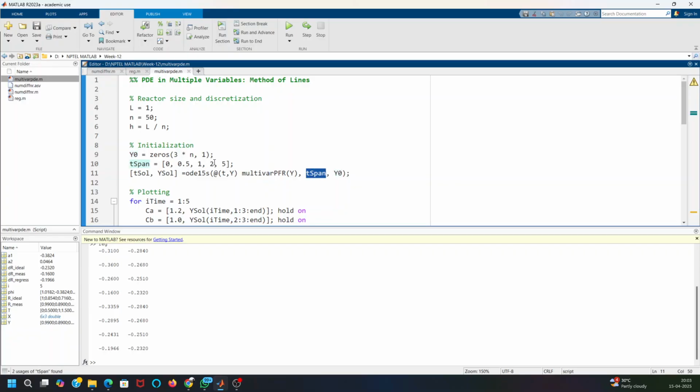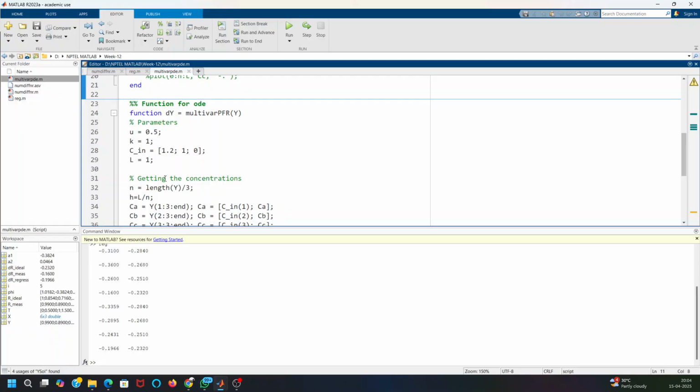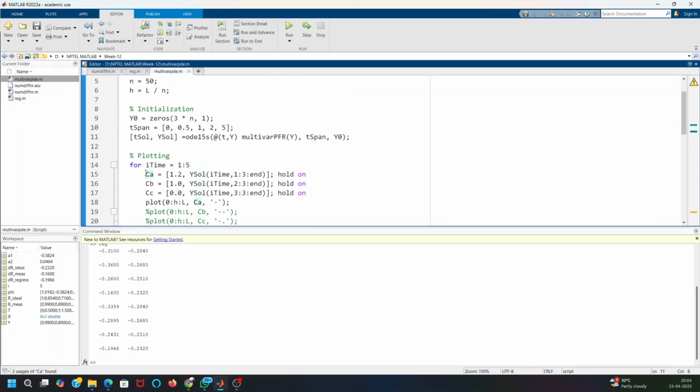We also have to give the time span, and ode15s will solve and give us the solution. So you will get the solution values from node 2 to node n plus 1. Now we can plot these values. We can take Ca. We have to include the initial value, as the initial value is not included in the solution vector. The boundary value at z equals 0 is 1.2.